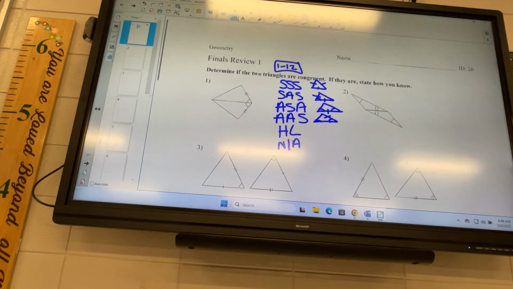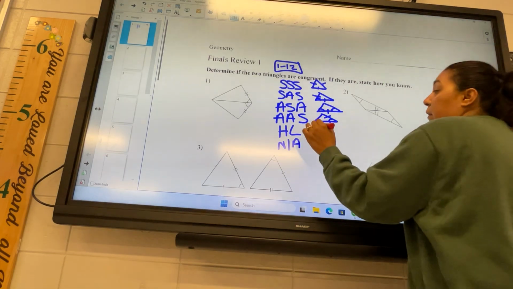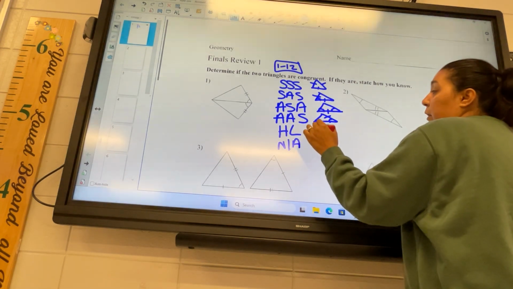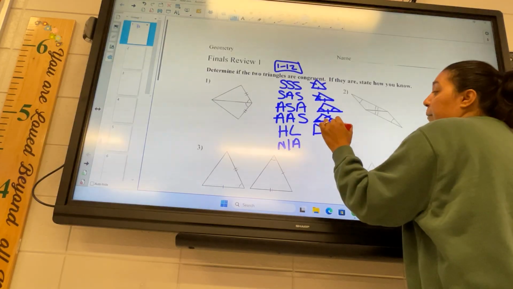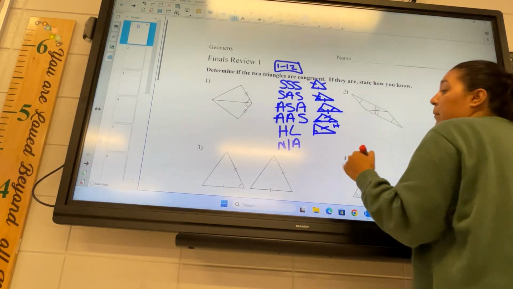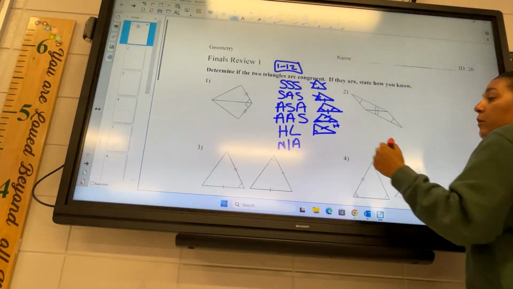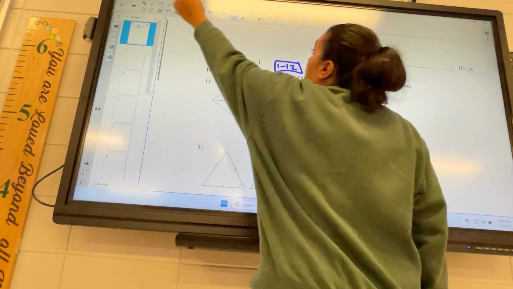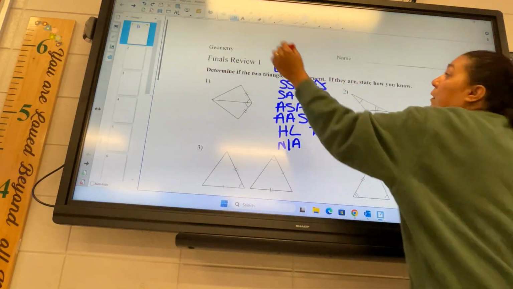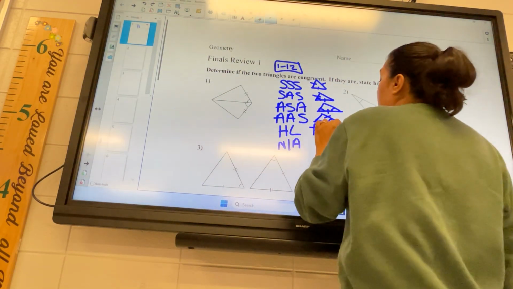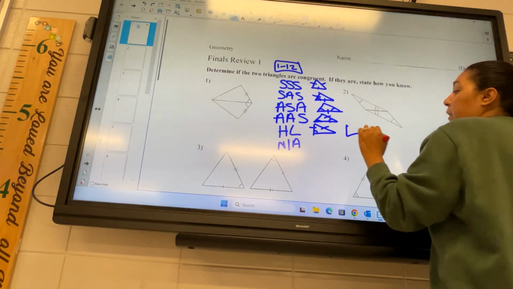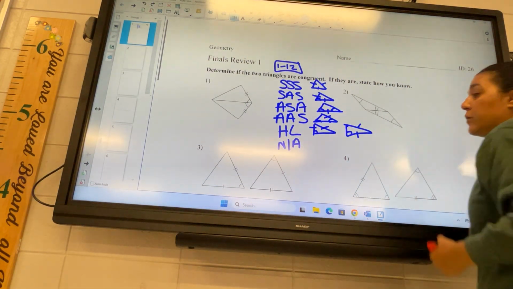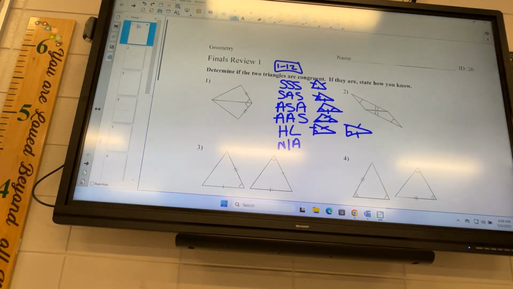Hypotenuse leg. What do we need for the hypotenuse leg? We need a 90 degree angle. The hypotenuse is marked, the H that goes across from it, and then one of the legs marked. So it can either be like this, or the same thing, or it can be like this, with those two. And then NA is definitely just NA.